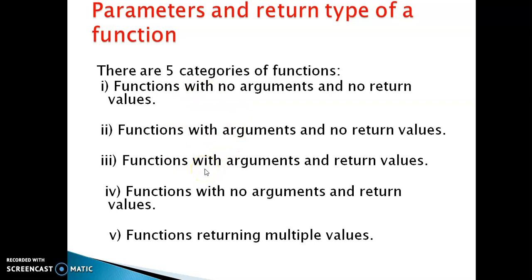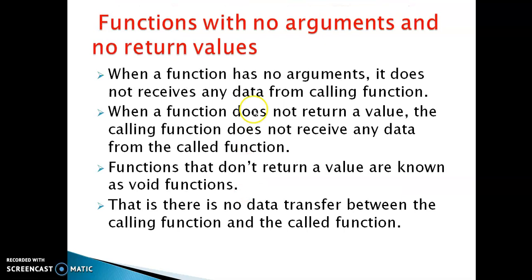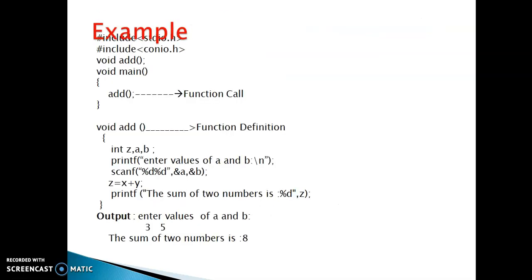So now the first one, it is function with no arguments and no return values. When a function has no arguments, it does not receive any data from the calling function, and when a function does not return a value, the calling function does not receive any data from the called function. So functions that don't return a value are known as void functions, and as there is no data transfer between the calling function and the called function, there will be no data transfer.